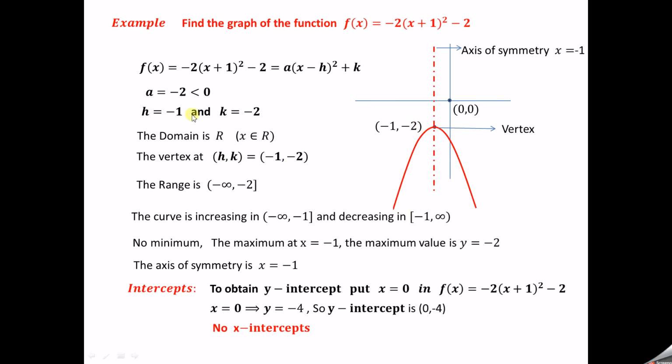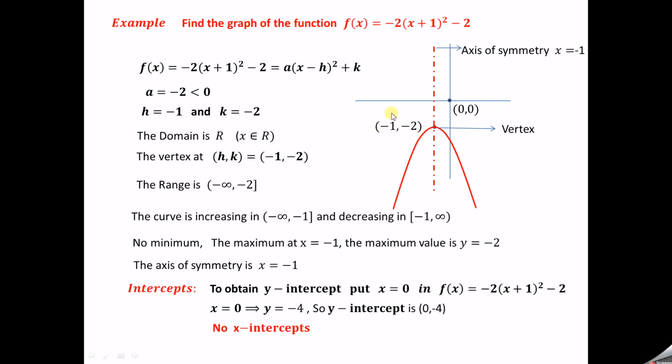The parabola is downwards because a is negative, a is minus 2. And the range, if you look at the graph, the y values are going from minus infinity to minus 2. So the range is minus infinity to minus 2. And when the curve is increasing, for what x values is it increasing? From minus infinity to minus 1. This is the x value. From minus infinity to minus 1 it is increasing.